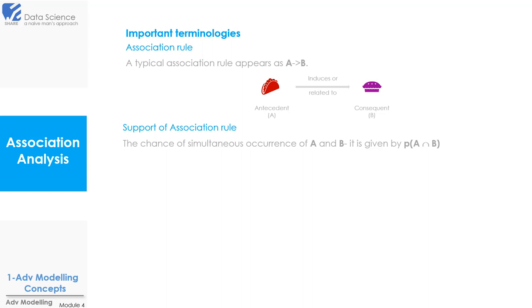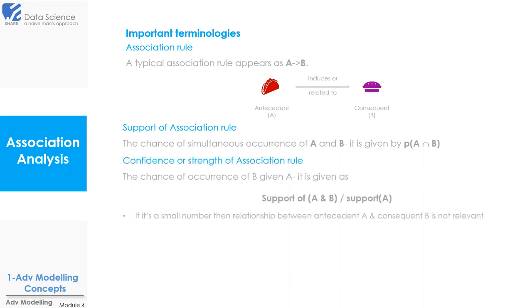Then we have support of the association rule. Now support in general is the frequency of occurrence, and for an association rule it is the chance of simultaneous occurrence of A and B. Support is given by the probability of occurrence of A and B together, which is the number of transactions containing both A and B divided by the total transactions.